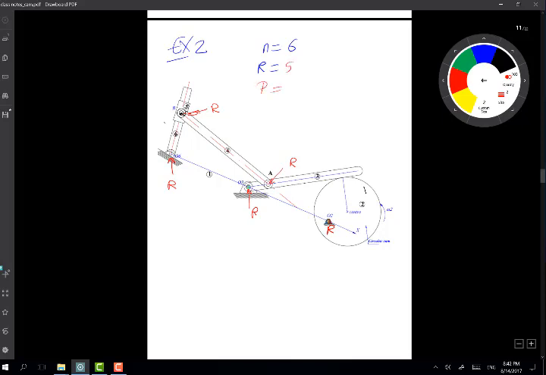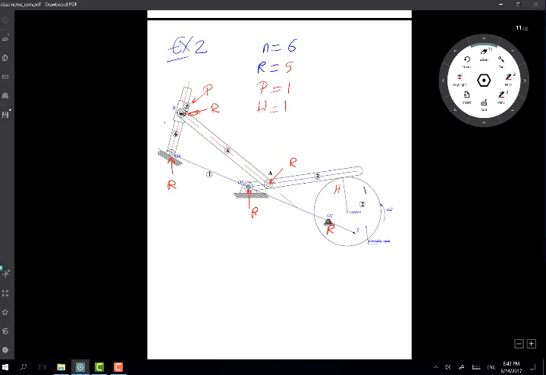I have a prismatic joint, which is this one here, and I have one higher pair, which signifies this connection here. So that's a higher pair, just the follower sort of slides on the cam. So that's either a point or a line type contact.